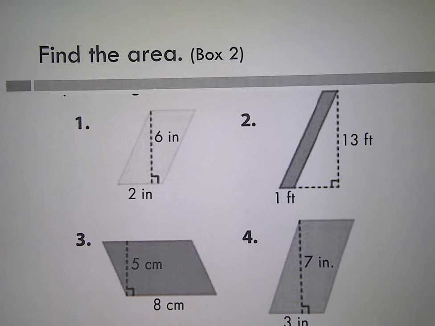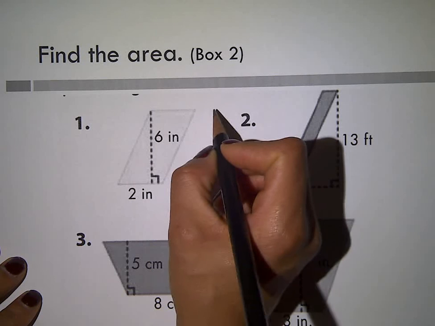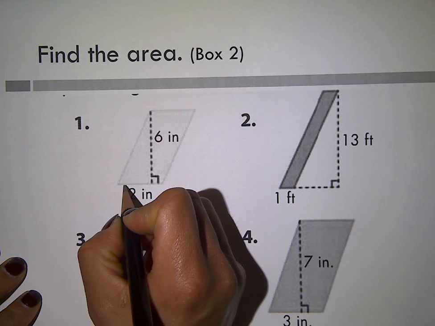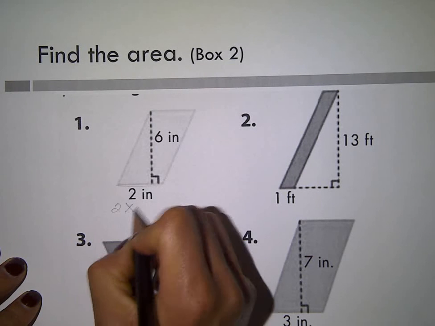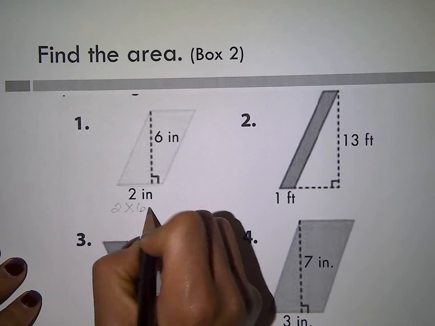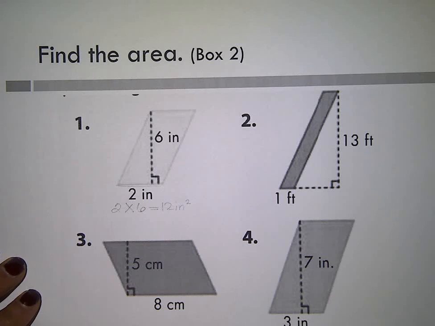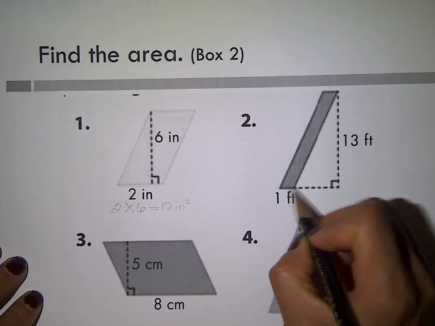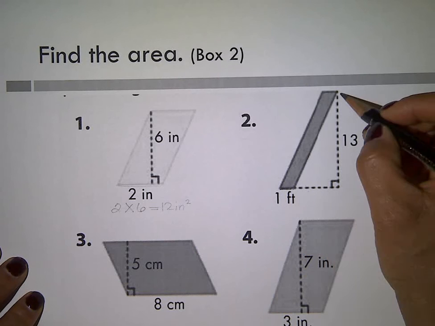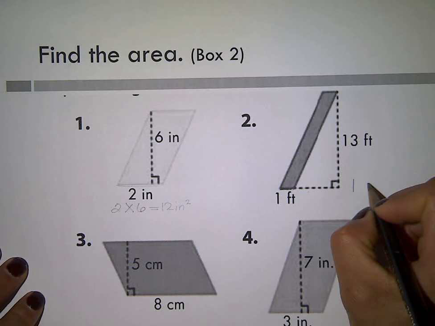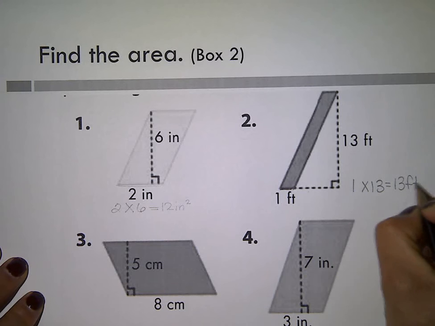Let's look at the parallelogram in number 1. Remembering that the formula for a parallelogram is base times height, 2 times 6. 2 inches times 6 inches is 12 inches squared. Let's look at number 2. The base is 1 foot, and the height is 13 feet. So 1 times 13 equals 13 feet squared.